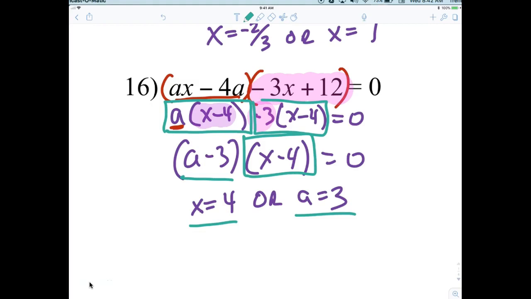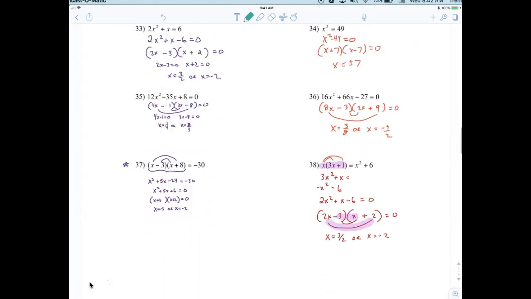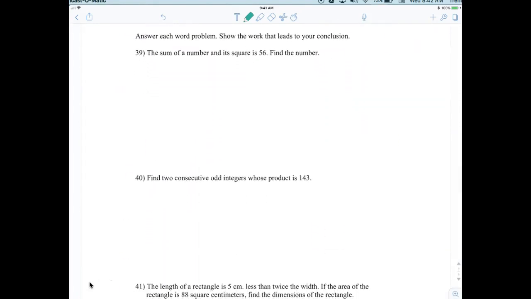So that's a little bit harder right there, guys. No doubt. A little bit harder. All right. Perfect. Now, again, the word problems. Very simple. All right. If you know how to solve a quadratic, these are easy. What's the hard part? Setting them up.